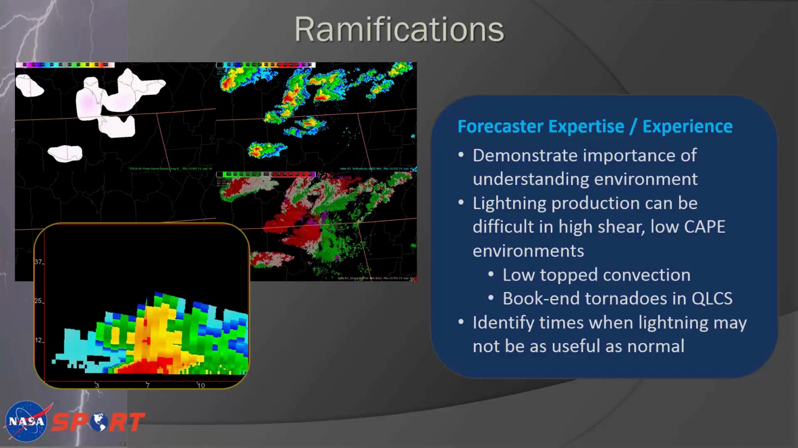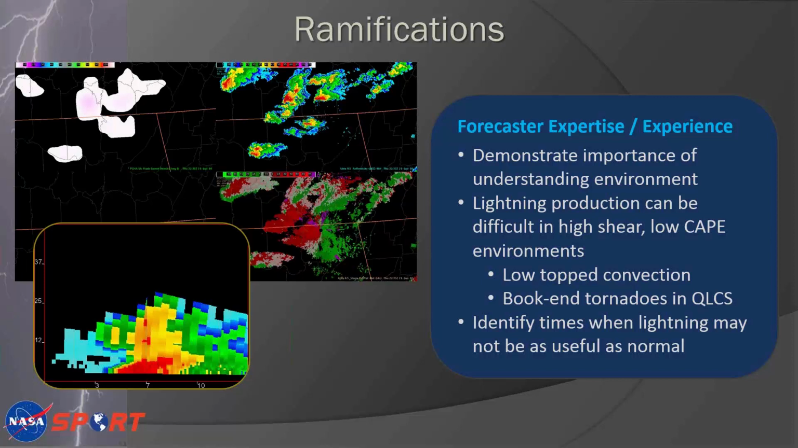We see this in low-top convection, but we can also see this with bookend tornadoes in quasi-linear convective systems. Again, that's more of a dynamic situation. You have a bow echo going out, and you develop those vortices on the ends. That's not really going to generate any vertical lift to create lightning in this particular case.